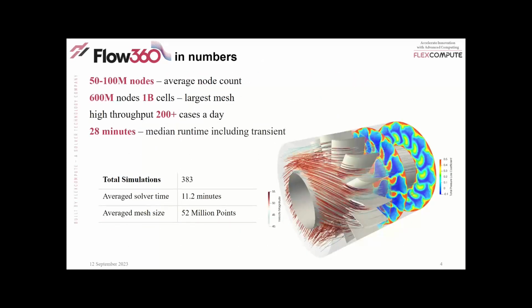Here is Flow360 in numbers. In particular, for this case, we ran 383 simulations. The average solver time for these almost 400 simulations is about 10 minutes, and the average mesh size is about 52 million points.